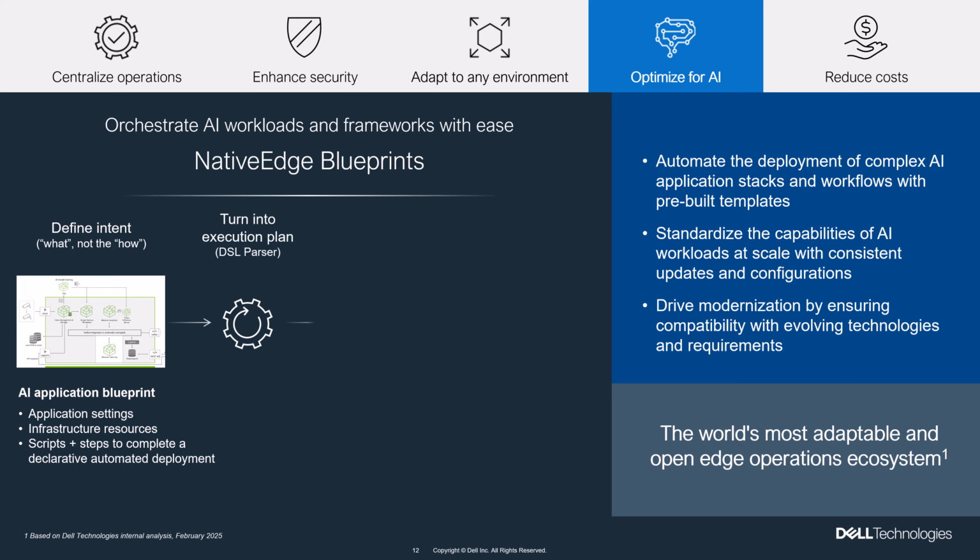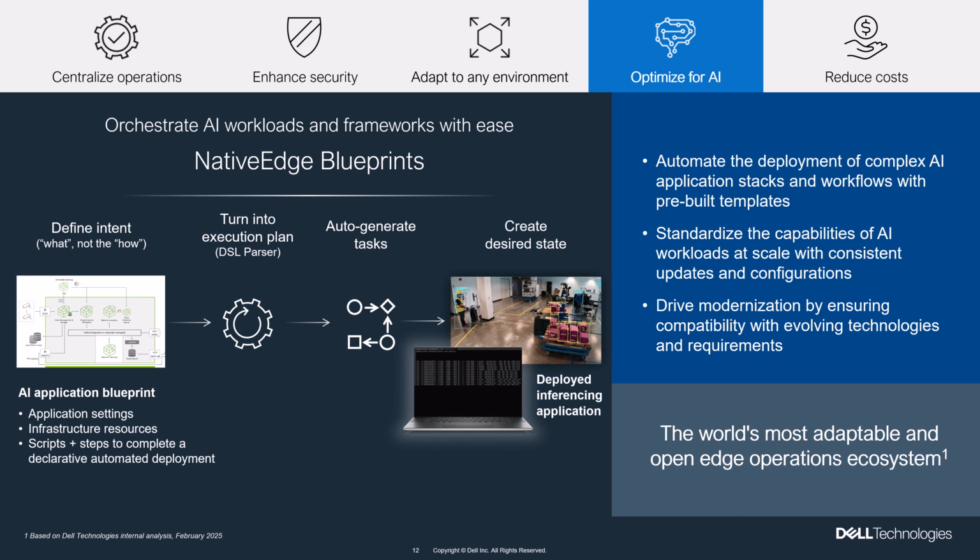NativeEdge blueprints automate the deployment of frameworks and applications across your entire distributed environment. A blueprint details the steps for automated deployment, including application settings, infrastructure, resources, network configurations, custom workflows, and scripts. The core purpose of the blueprinting capability within NativeEdge is to make the transition from infrastructure to outcomes seamless. This is our intent-based provisioning model.